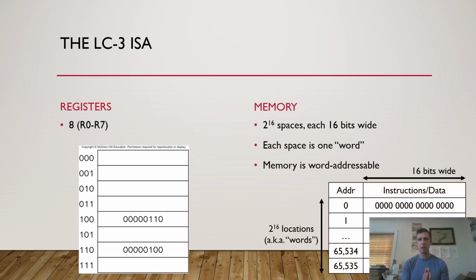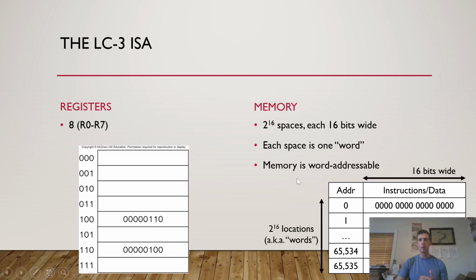The LC3 has a memory which is 2 to the 16th spaces tall, so a little over 65,000 memory spaces. Each of those spaces is at least 16 bits wide, so a 16-bit piece of data can occupy each memory space. Each space in memory is given the term a word. So if we talk about one word, we're talking about a chunk of information 16 bits wide.